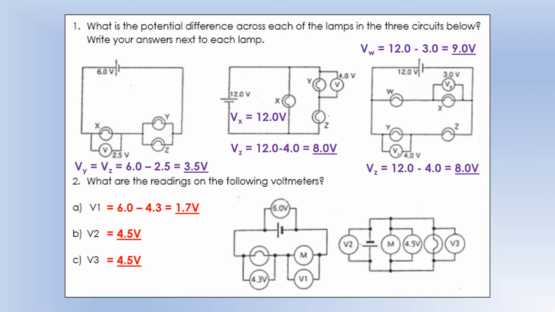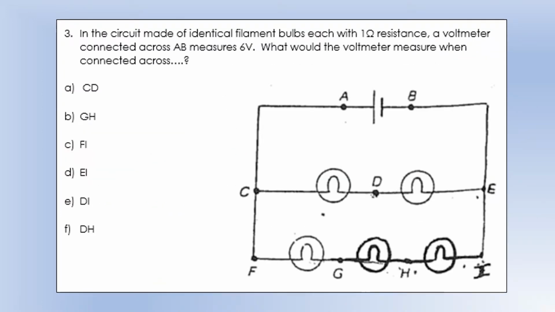Okay. So in the circuit made of identical filament bulbs, each with 1 ohm resistance, a voltmeter connected across AB measures 6, so the EMF of the cell is 6. What would the voltmeter measure when connected across CD?